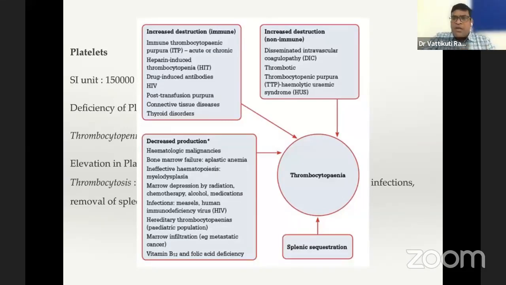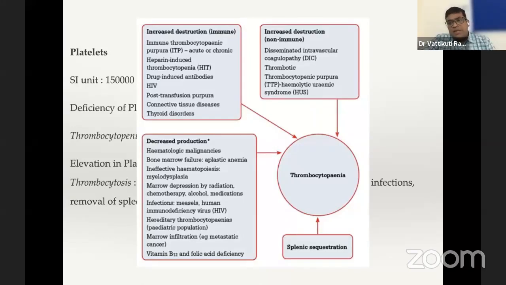There is immune-mediated destruction, non-immune-mediated destruction, or decreased production itself. So if you look at the decreased production, basically the problem lies within the marrow, either because of bone marrow failure like aplastic anemia, myelodysplasia, or radiation-induced damage, chemotherapy-induced, hematological malignancies, human immunodeficiency virus infection, and marrow infiltration because of secondary malignancy, or vitamin B12 and folate deficiency also do present with thrombocytopenia.